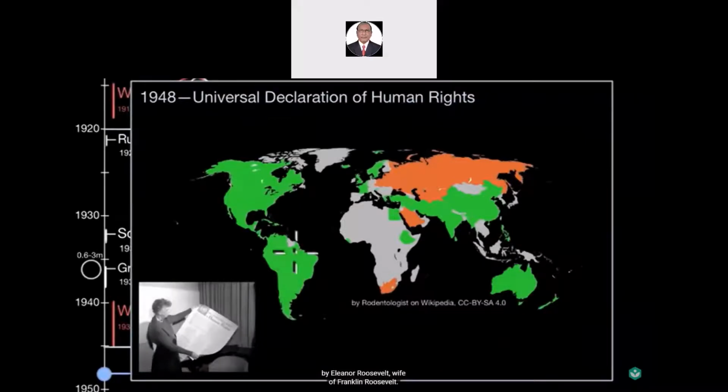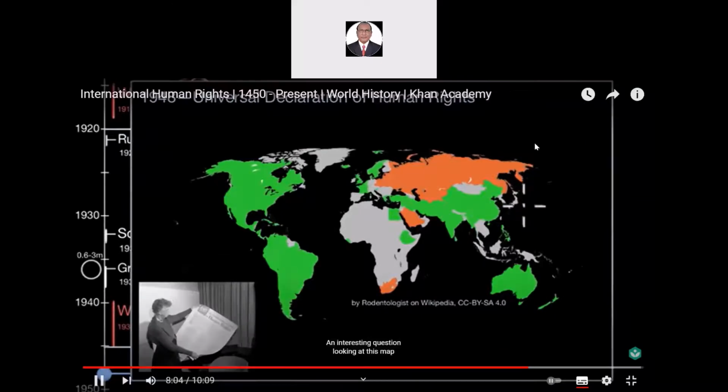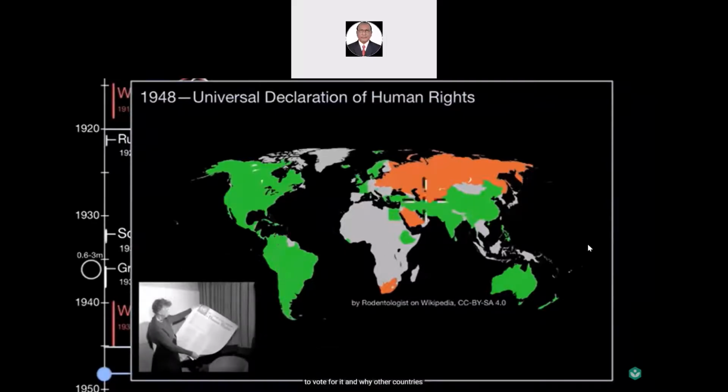This is a map of who voted for this declaration, and these are the countries in green. Who abstained, they just decided not to vote for the declaration. Those are the countries in orange. And then you have a few that voted against it. In gray are the countries that weren't part of the United Nations at the time. An interesting question, looking at this map, is to think about why certain countries were willing to vote for it and why other countries decided to abstain at the time.